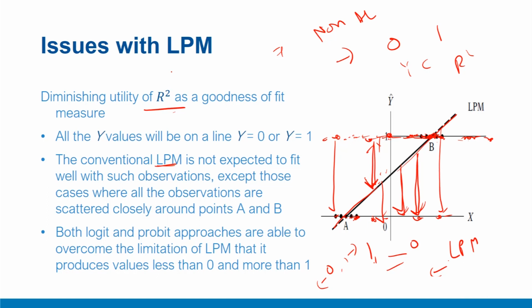In this lesson, in the next series of videos, we'll discuss the logit or logistic regression and probit approaches, logit and probit models, that are able to overcome the limitation of linear probability modeling, where it produces values less than 0 and more than 1, and also account for other issues that we discussed, that is non-normality and heteroscedasticity of the error term, and different goodness of fit measures in the context of logit and probit approaches that overcome all these problems.